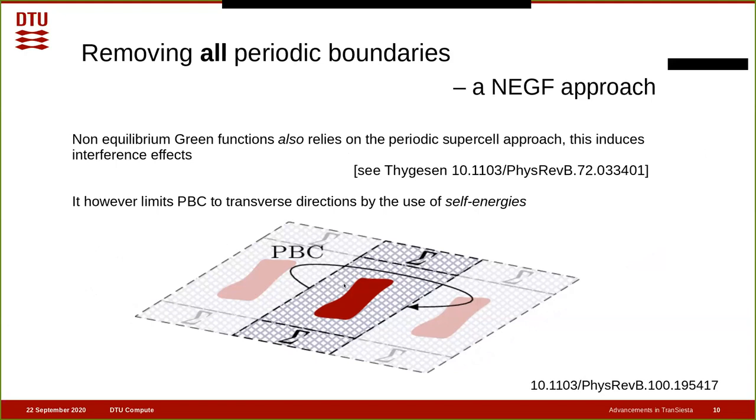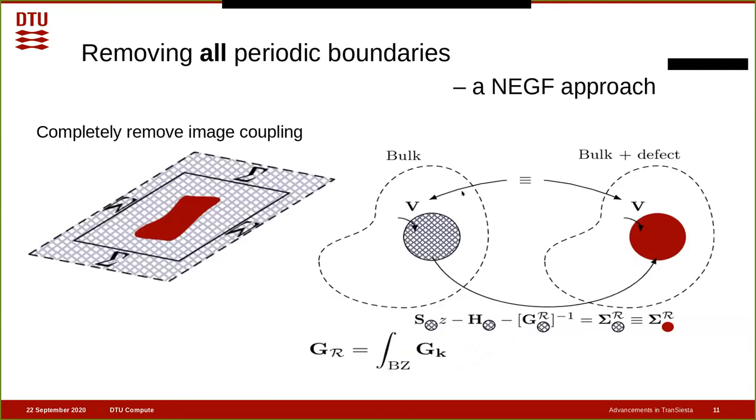And that can turn out to have some problems because you have some interference effects depending on the distance between the two defects in the supercell approach. And this paper highlights this problem very nicely. So let's move on to how you can do this. What you really want to do is put a self-energy of the bulk infinite part around the defect. That will ensure that this one defect has no coupling to its mirror defects. And the way to do this is by this simple equation. It is really quite simple.